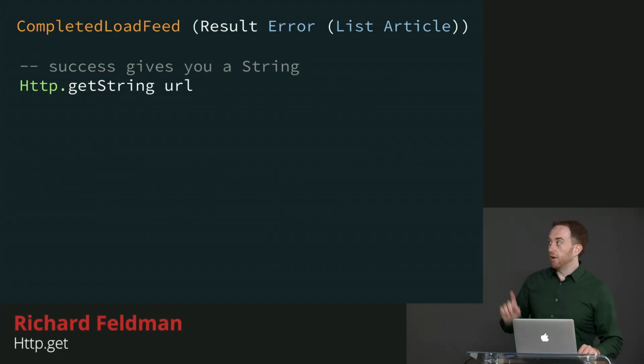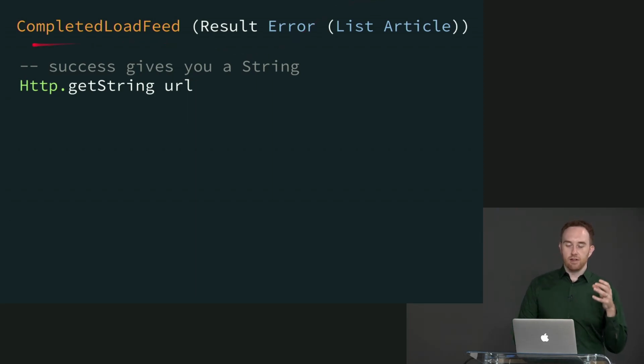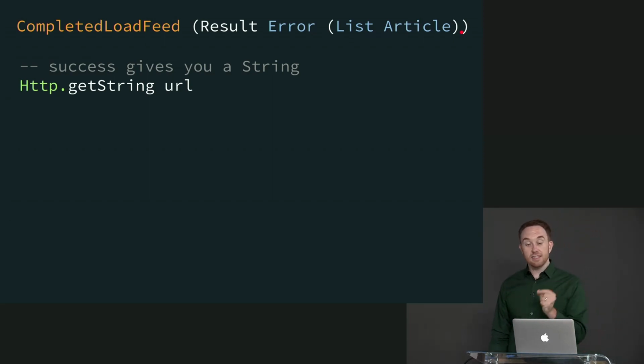Now, what we really want, though, is not so much this string, because our feed is not a feed of string, it's a feed of articles. So what we actually want is something that will end up satisfying this variant type. We want completed load feed to be a result, because loading the feed could fail. It's going to have an HTTP error as its error type. That's still the same. But instead of a string here, what we want is a list of articles. So if it succeeds, we want it to immediately give us back a list of articles, so you can go and render them right away.